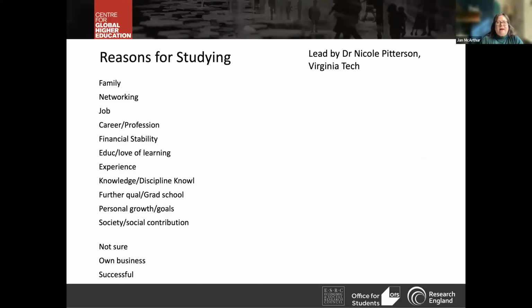So we're going to go through these three dimensions. I'll talk about the first, then Kayleigh will come in for diversity, then I'll talk about assessment. So the first is reasons for studying, and I should say that this was led by our colleague Nicole Peterson, who I hope is here today.